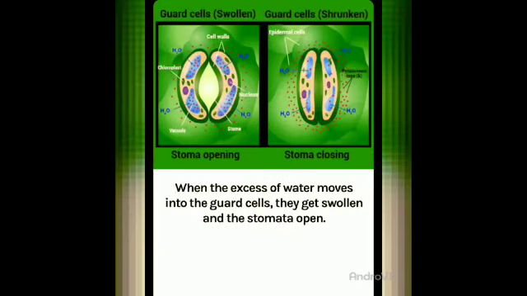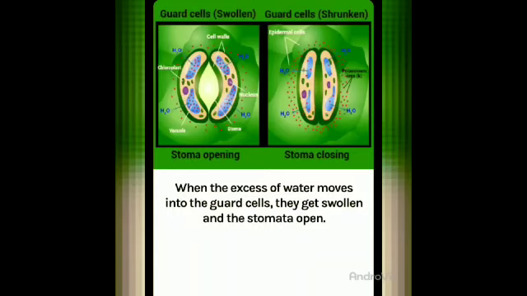Here is the swollen and the shrunken structure of guard cells, showing the stomata opening and closing. As you have already learned, the guard cells are responsible for the closing and opening of the stomata. The first picture is the swollen structure of the guard cell, which presents the stomatal opening, and the second picture is the shrunken structure of the guard cell, which shows stomatal closing.